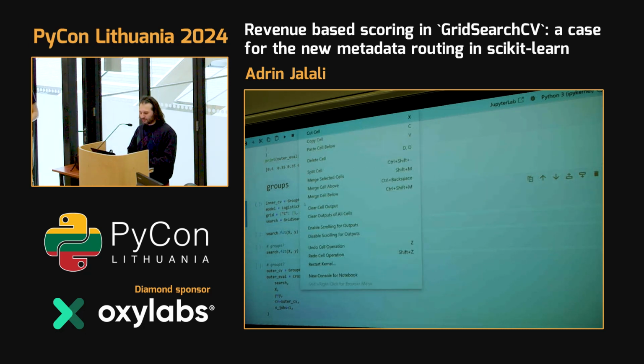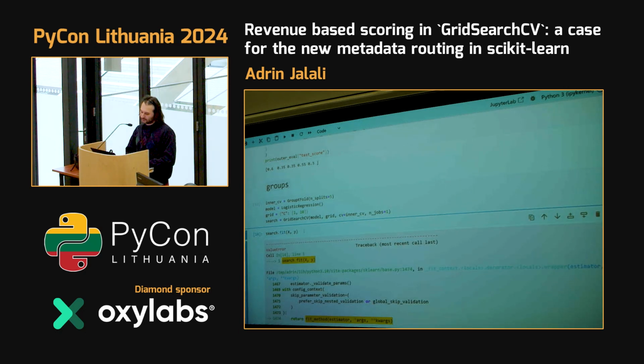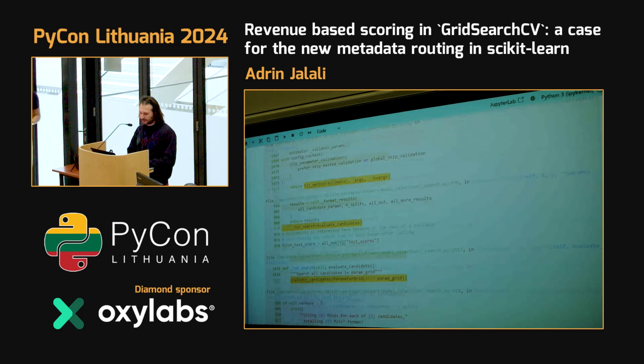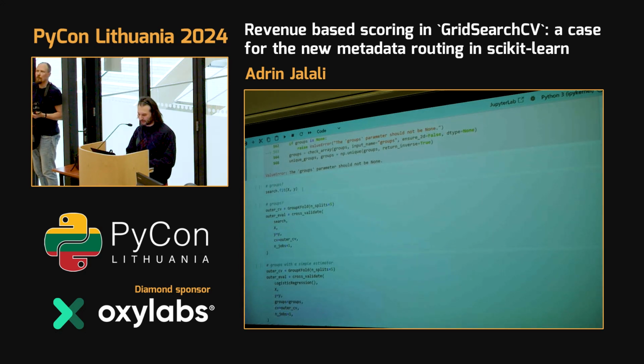Now let's talk about groups. You might want to pass groups to your CV objects. For example, group k-fold. Let's try that. If I want to fit, it fails because it says, well, you're trying to use a group k-fold, and that really needs the groups parameter. So you really have to pass groups.